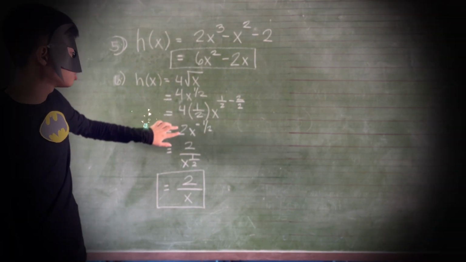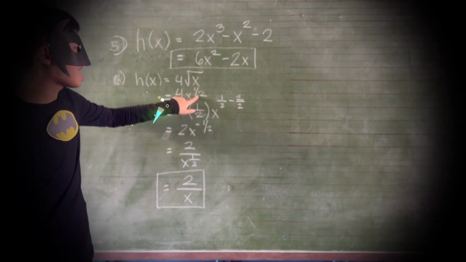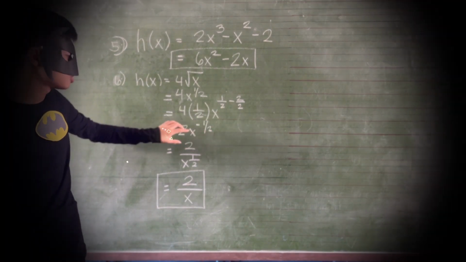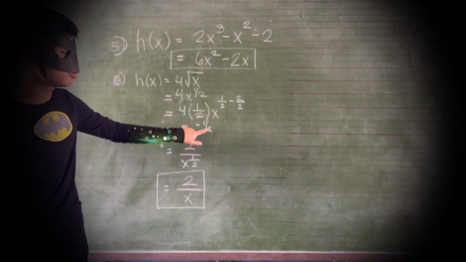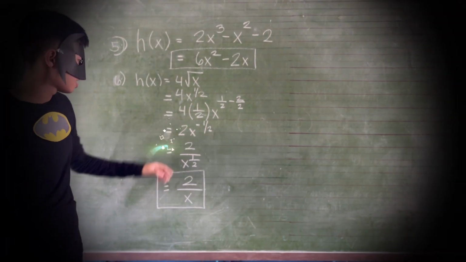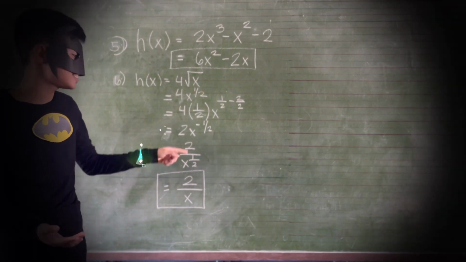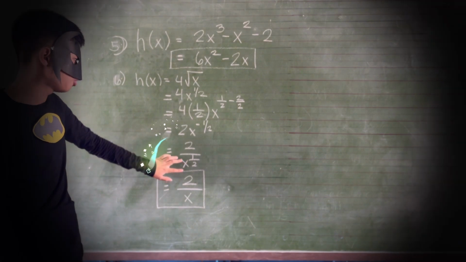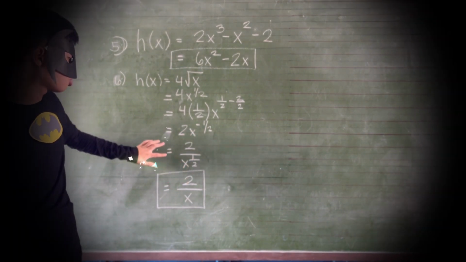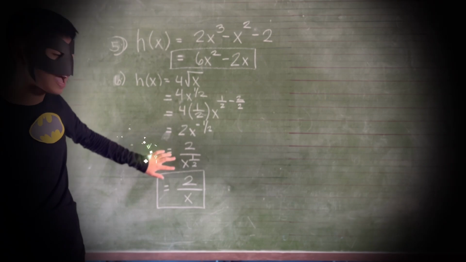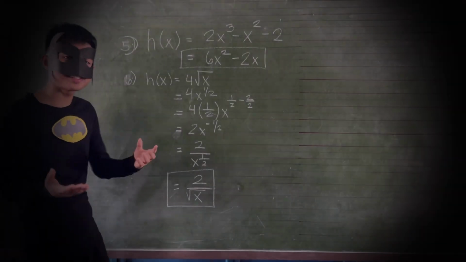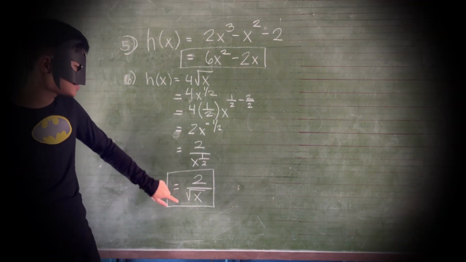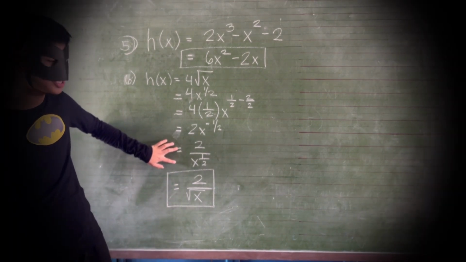So the answer is 2, then 1/2 minus 1 is equal to negative 1/2. So we have 2x raised to the power of negative 1/2. So now, since the exponent is negative, we have to put the x on the denominator together with the exponent. So we have 2 over x raised to the power of 1/2. So that's it. We have the final answer, 2 over square root of x, since you can simplify this.